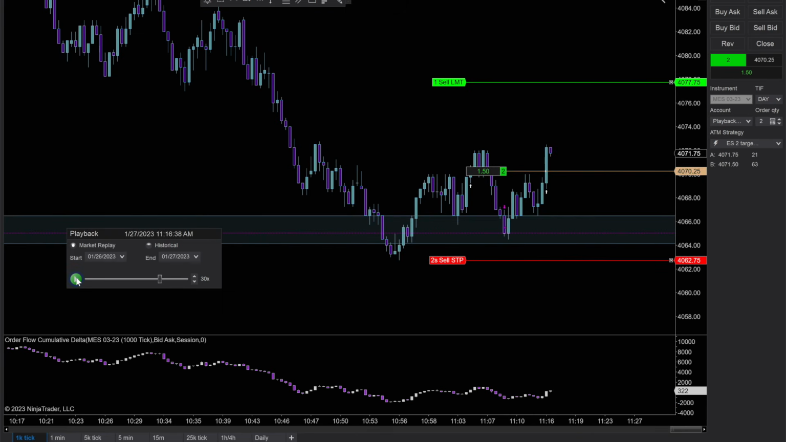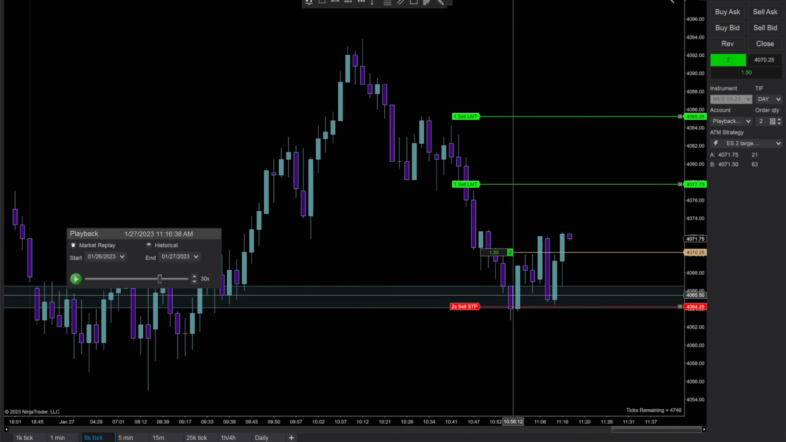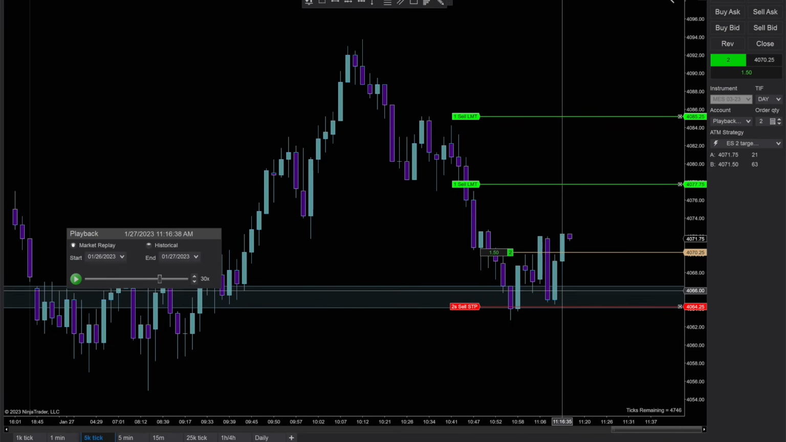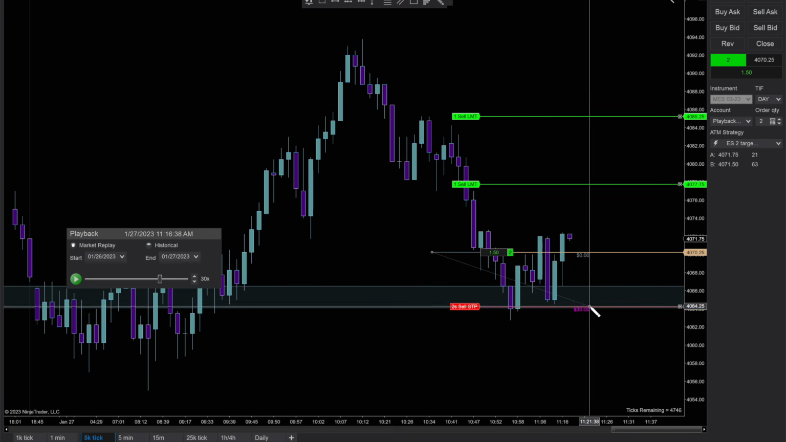So let's just watch this. Okay, so there we go, I'm in. Stop goes under the low on the 5K tick, which is going to be right here. Okay, this is the 5K tick. That's the low, not this little wick here. Personally, you can do this however you want. My first target is 1-to-1.